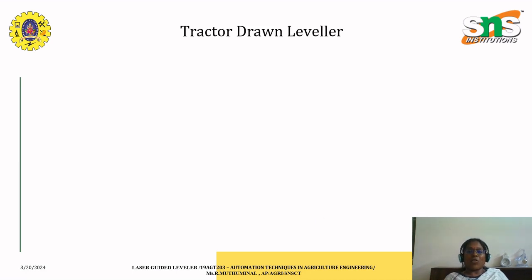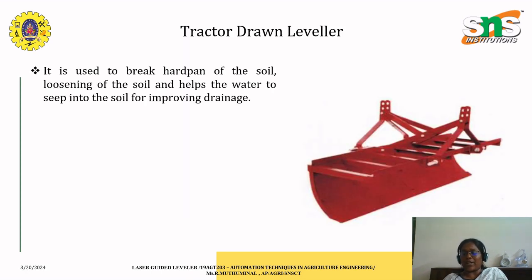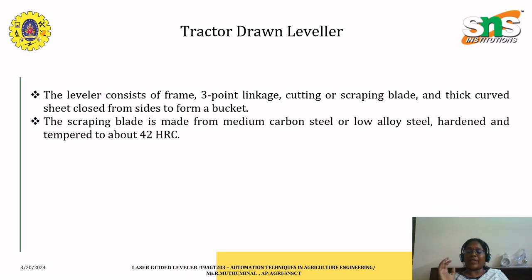And we have also said how the leveler works. I have shown you a red drawing where I have said the leveler consists of a frame, a 3-point linkage, a cutting or scraping blade, and a thick curved sheet closed from the sides to form a bucket, as I have shown in this previous image. As you can see, this is a curved surface which is connected to a detailed linkage part which could be connected with the tractor. So this part is very solid so that it can avoid any breakage in the near future. This is what we have to take into consideration.